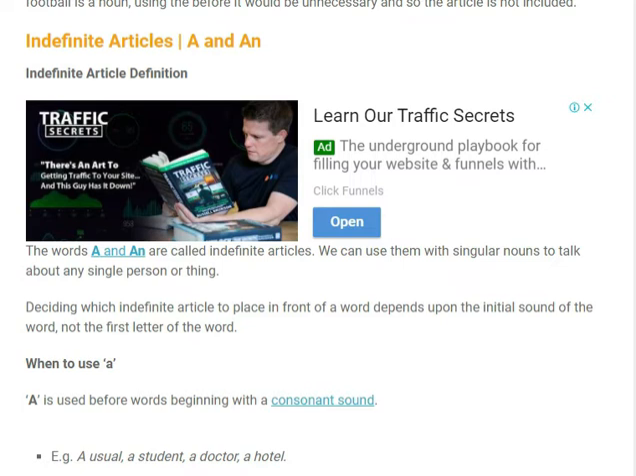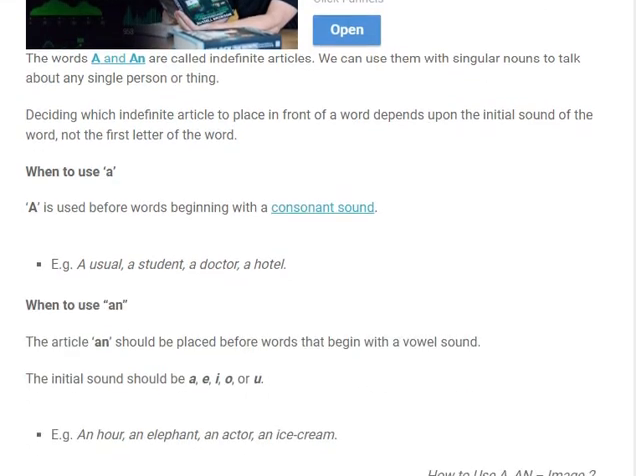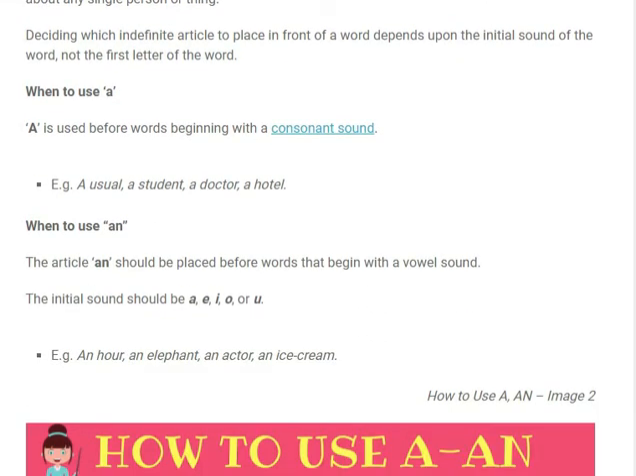When to use a? A is used before words beginning with a consonant sound. Example: a university, a student, a doctor, a hotel. When to use an? The article an should be placed before words that begin with a vowel sound. The initial sound should be a, e, i, o, u. An hour, an elephant, an actor, an ice cream.